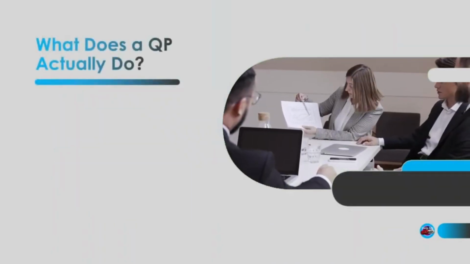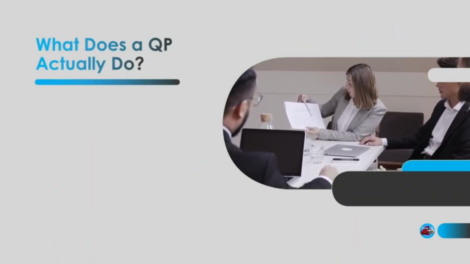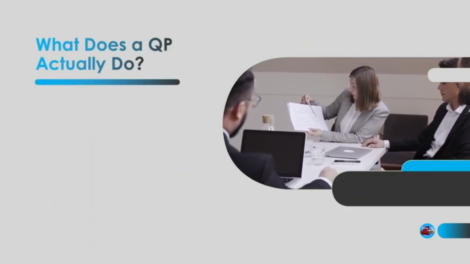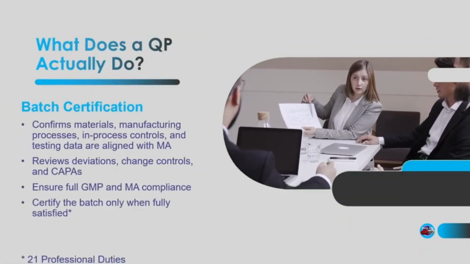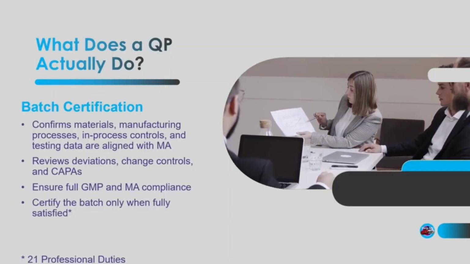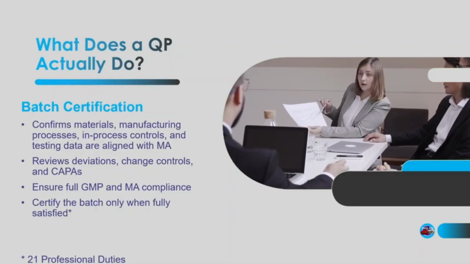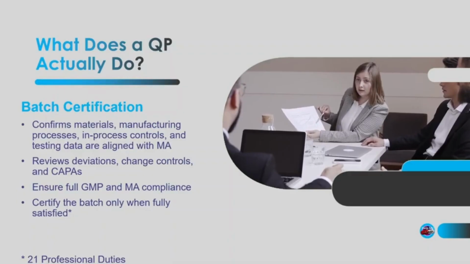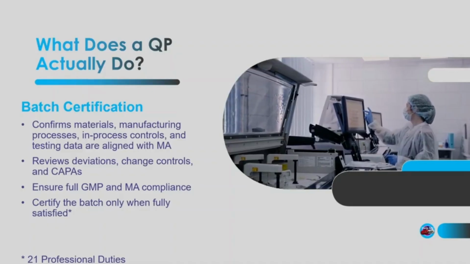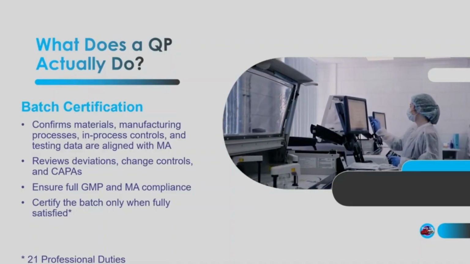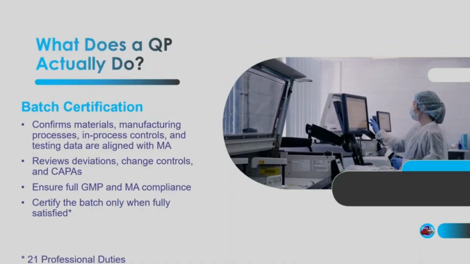Alright, now let's get into the real nuts and bolts. What does a QP actually do day to day? I'm going to break it down into some key areas. Batch certification. This is the bread and butter of being a QP. A QP is responsible for ensuring everything about a batch meets the required standards. This includes starting materials, manufacturing processes, in-process controls, testing data, deviations, change controls, CAPAs, regulatory compliance, the list goes on. Checking that at every stage the requirements of GMP, the marketing authorization and the manufacturing license are all met.